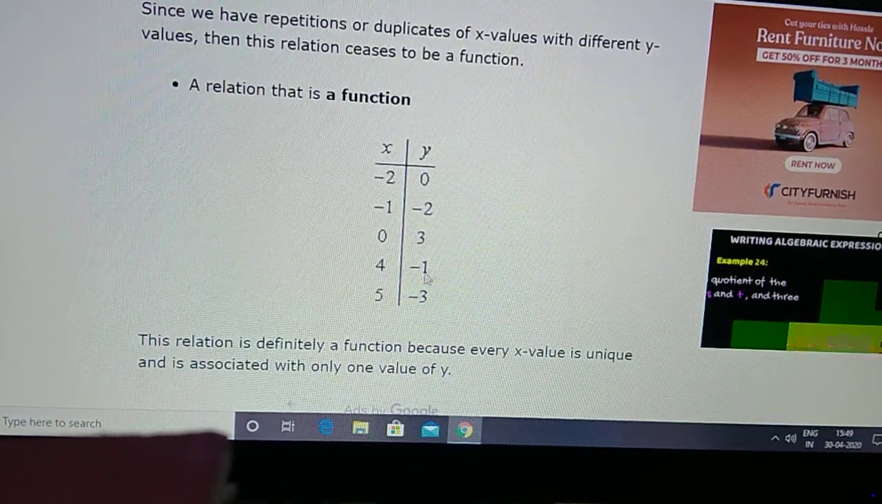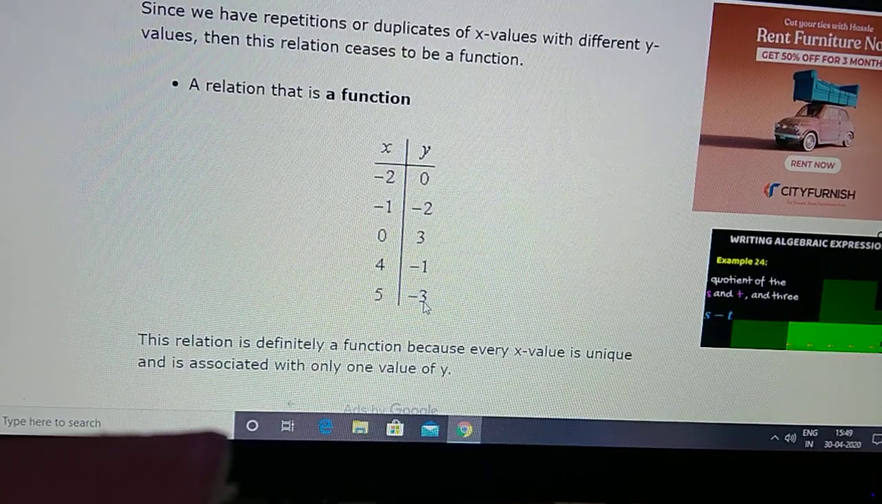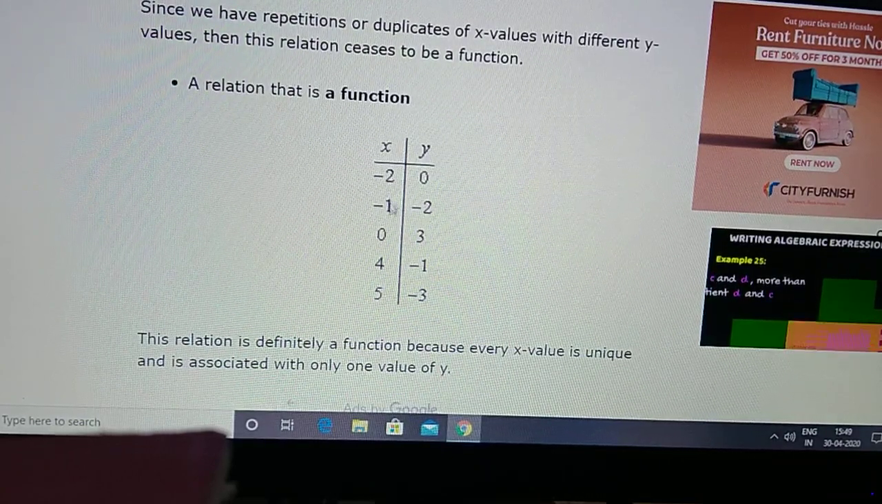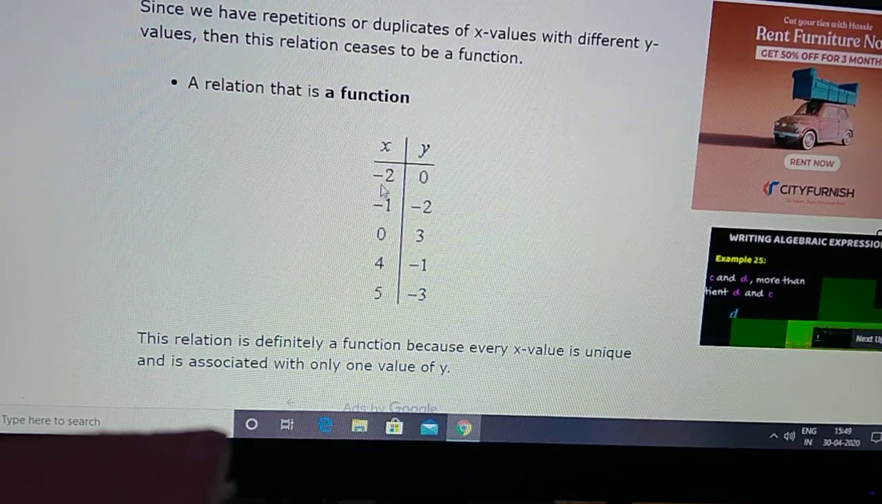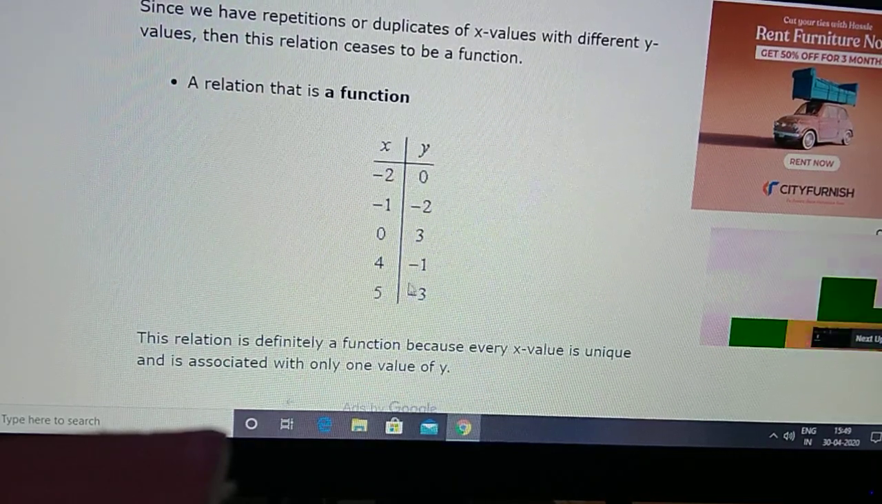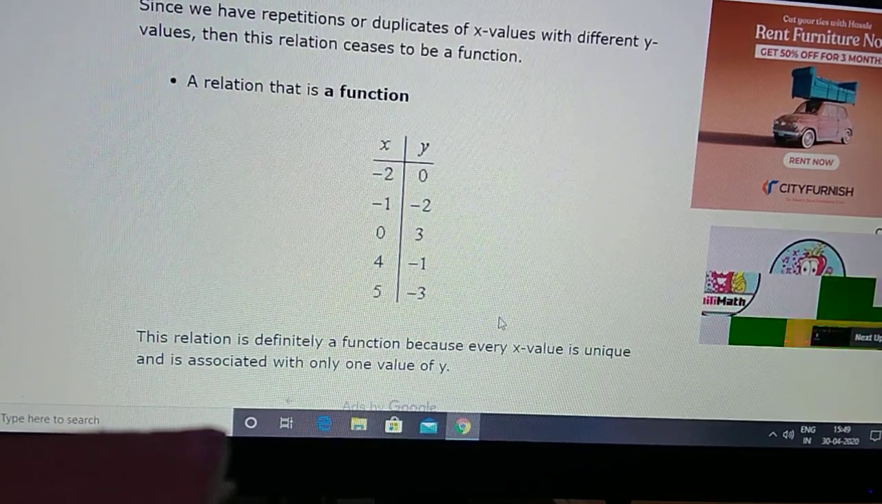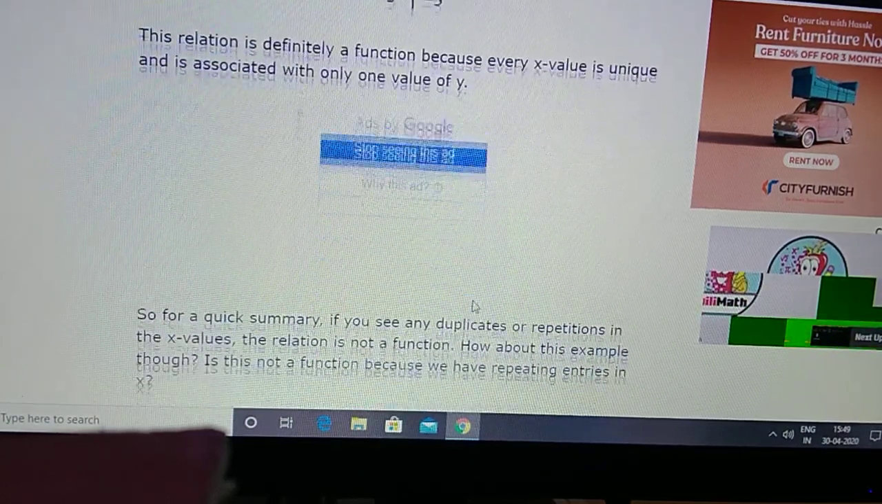4 and -1, 5 and -3. If you look at this example, each element of x has a unique value of y. So this given example is a function.